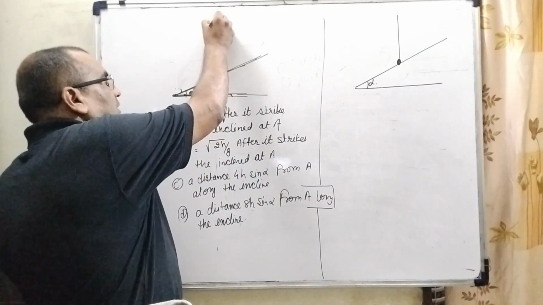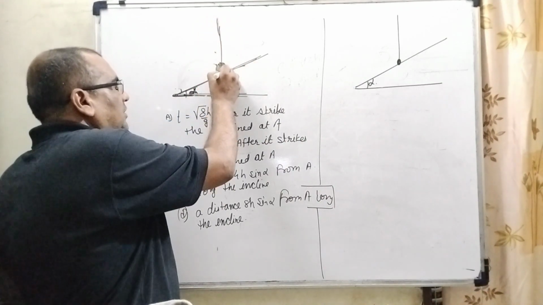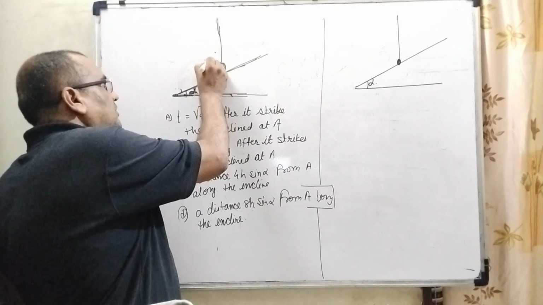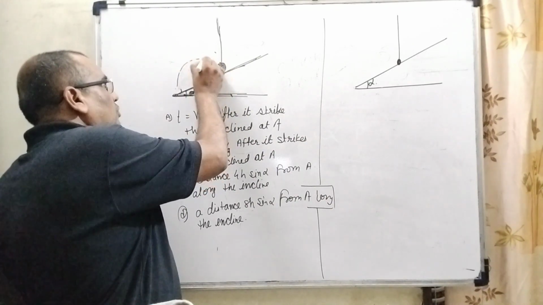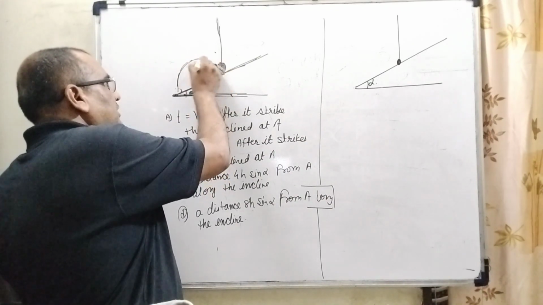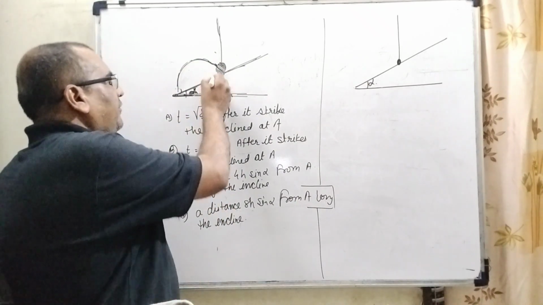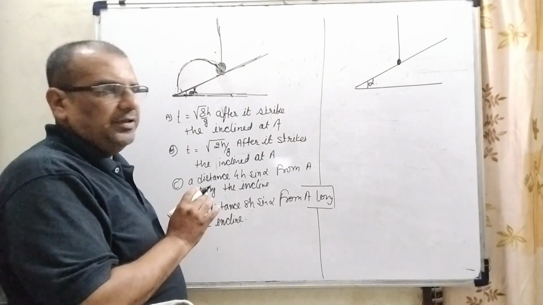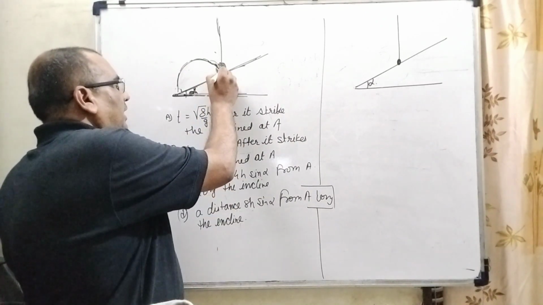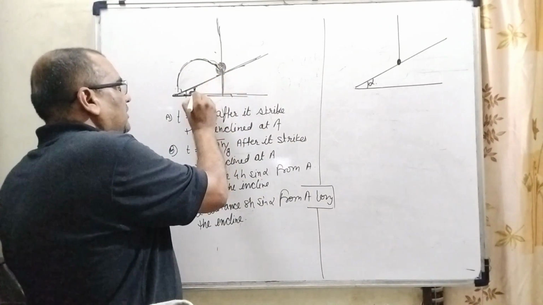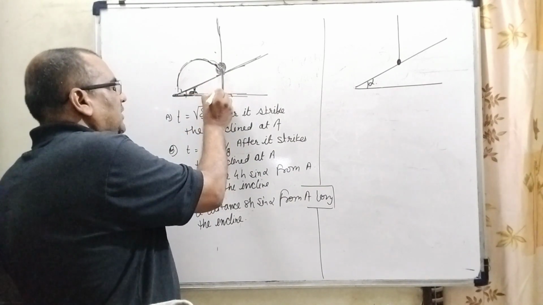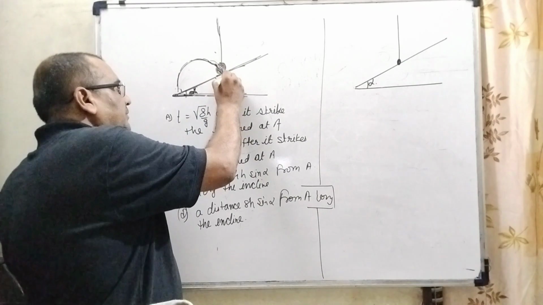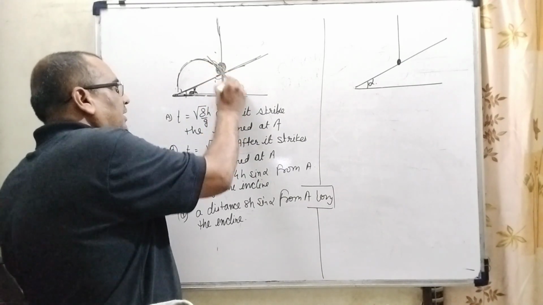So here this ball is striking this inclined plane and it rebounds and goes upward and comes down. So it is a projectile. Here we have to find the distance and time of flight, everything. So as we know, this is alpha, this is 90 degrees, this is 90 minus alpha, and here is the alpha.